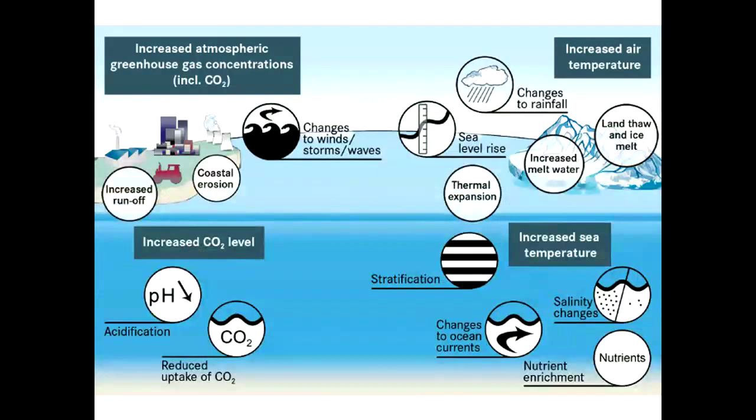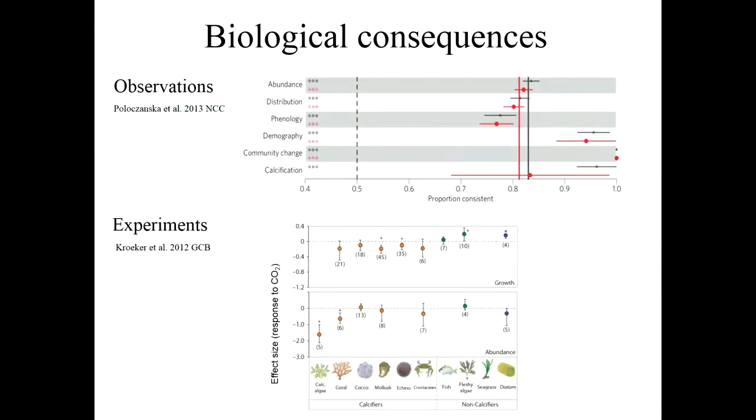Okay, so we know that climate change is affecting a whole range of physical drivers in the ocean. We're seeing increases in sea surface temperature, increased CO2 level in the ocean, decreasing pH, all these changes in the physical environment. But what we're really interested in, of course, is what are the biological consequences of that? What's going to happen to species, to communities, to the ecosystem? And there are a number of ways that we might go about trying to assess that.